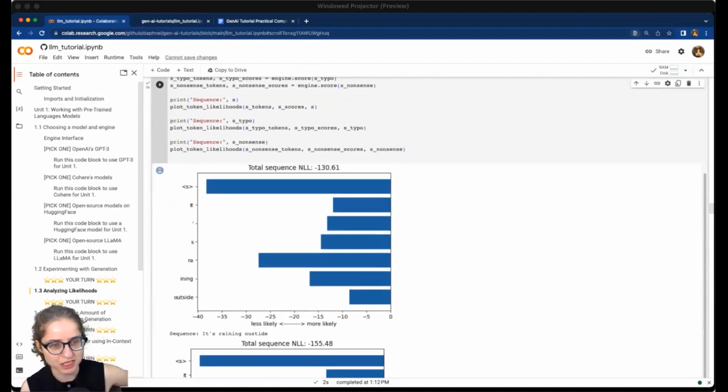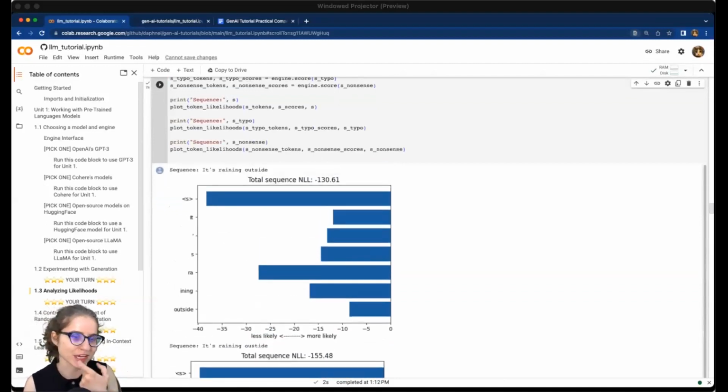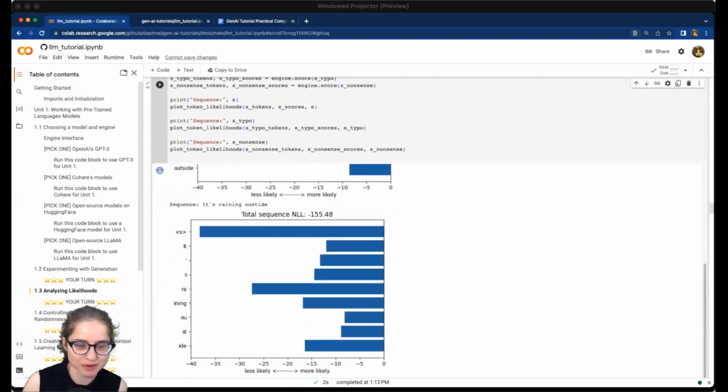So you can see here that in the sequence "it's raining outside," the word outside is very high likelihood given it's raining, which makes sense. But if you have a typo, you get something that first of all gets broken up into more tokens because the typoed word is not in your vocabulary. It actually starts off sort of high likelihood because "out" makes sense, but then where there's the typo does not make sense, and so it jumps up in likelihood to get the last part of outside.